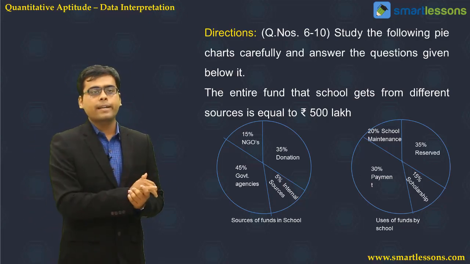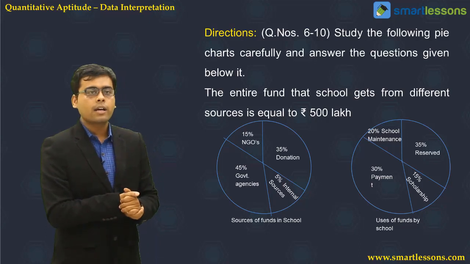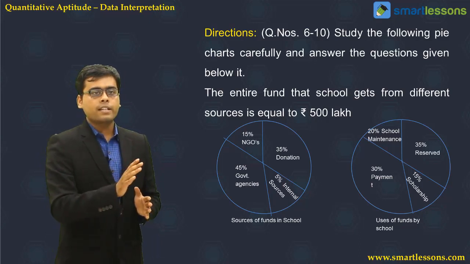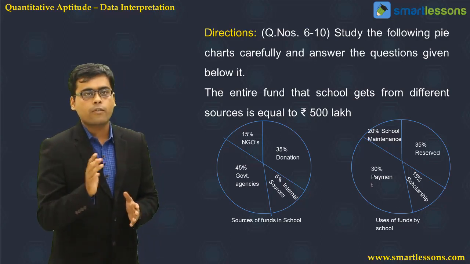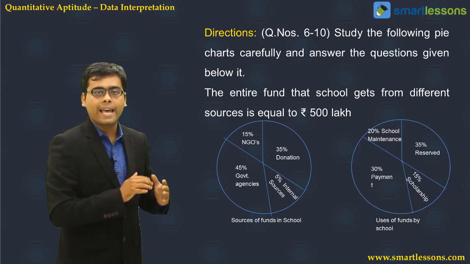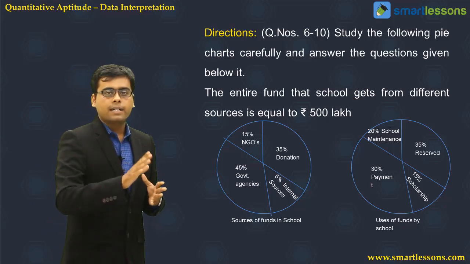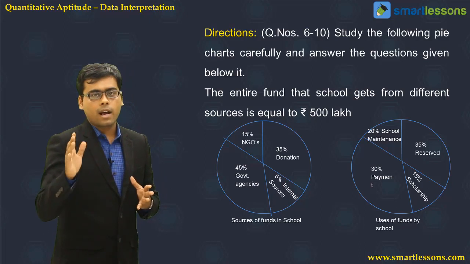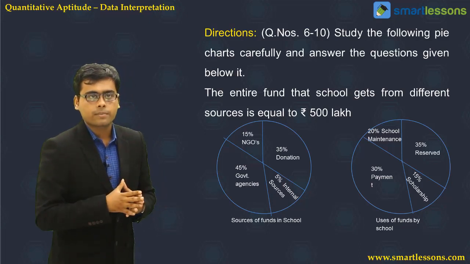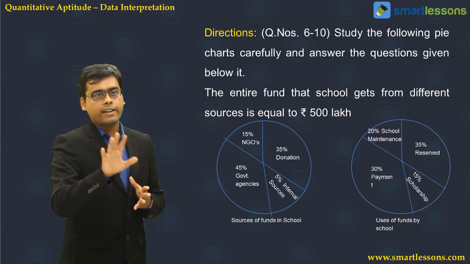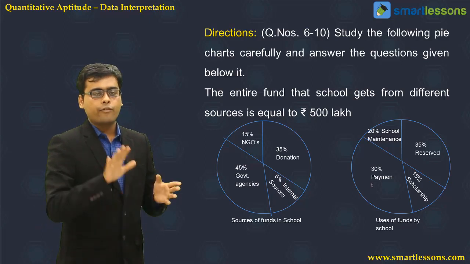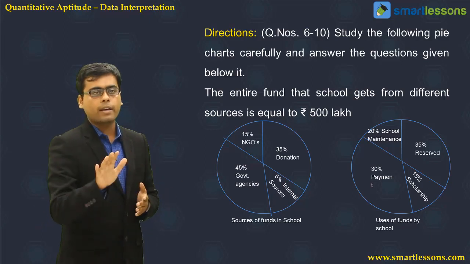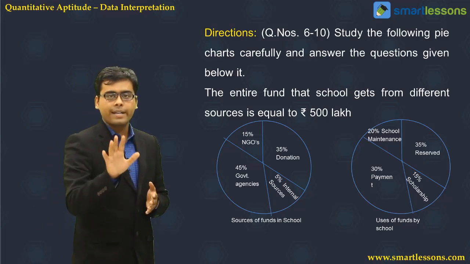Now what you can see in the first pie chart is that 15% of the sources of funds are coming from NGOs, 35% funds are coming from donation, 5% are internal sources, and 45% funds are coming from government agencies.